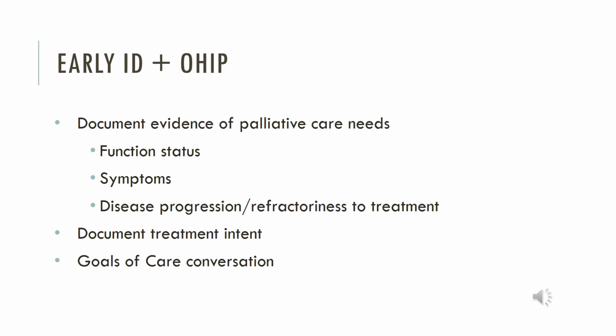The other element to document is the intention of any specific treatment that the patient may be receiving. For example, patients with a progressive cancer may be receiving palliative chemotherapy, that is, chemotherapy not directed toward cure, but rather toward some degree of life prolongation or maintenance of quality of life.